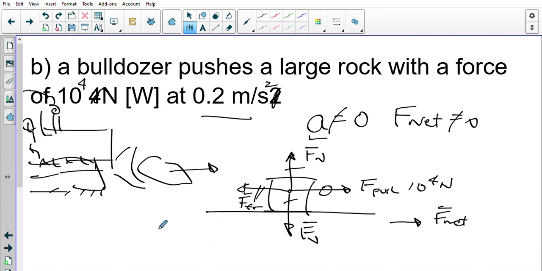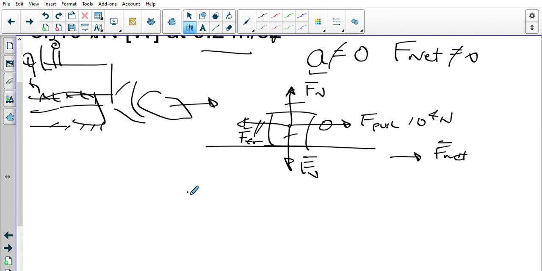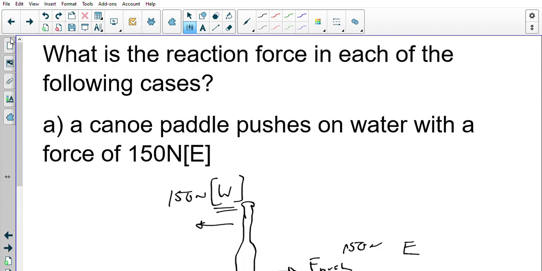So, we're talking about reactive forces. I just want to make sure I'm giving you the right answers to these things. When you talk about forces and the direction of forces, what is the reaction force in each of the following cases? All right.